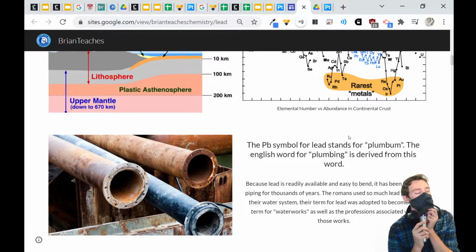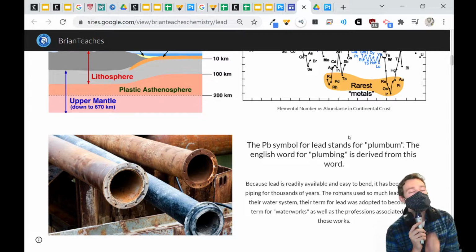Because there was so much lead available and it bent really easily and it was heavy, it was used in pipes. The ancient Romans used so much lead in their piping that they adopted the word plumbum, which was originally intended for lead, to mean waterworks. So anybody who worked on the waterworks was then called a plumber because they were dealing with so much lead.